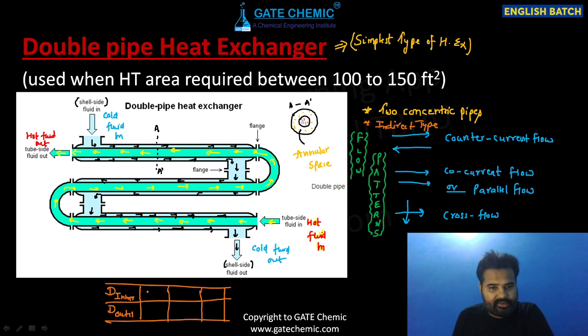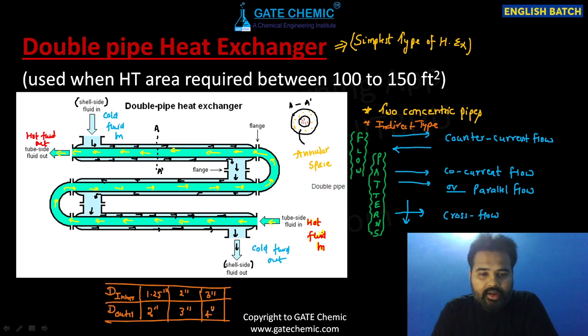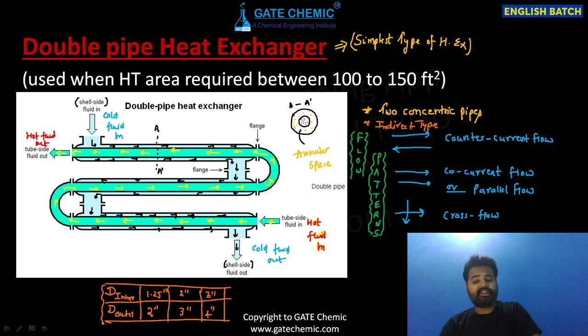In industry, it can be designed in different dimensions by the process engineer according to need. So the standard is, if you are using a 1.25 inch inner pipe, then the outer pipe diameter can be 2 inch. If inner 2 inch, outer can be 3 inch. If inner 3 inch, outer will be 4 inch. That means the diameter difference between outer and inner pipe is generally 1 inch. This is generally, not always. I am using the word generally. Is it crystal clear to all of you?